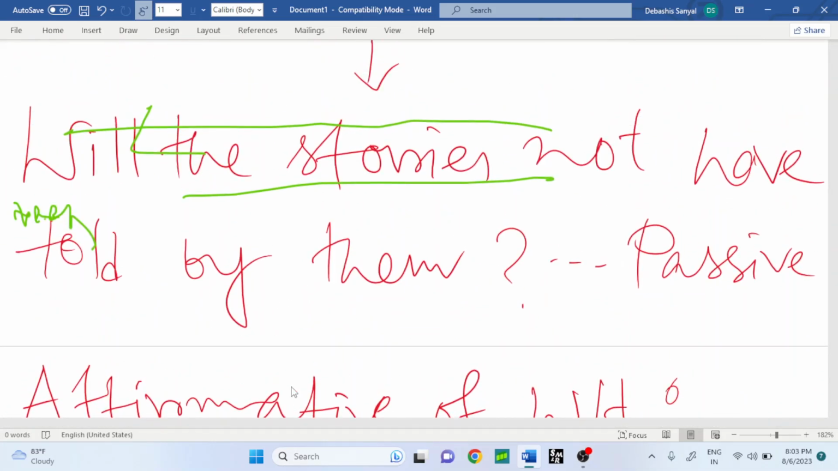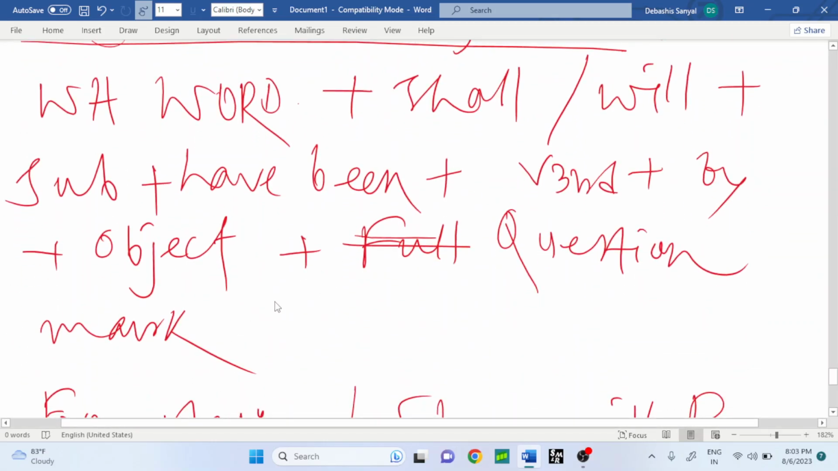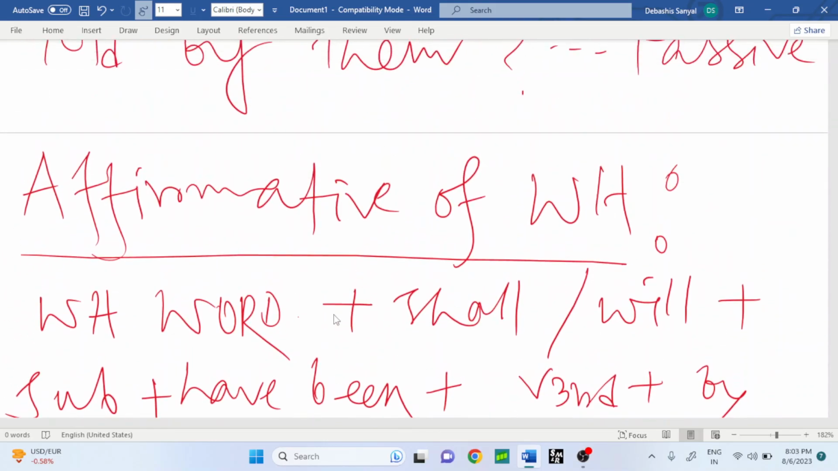Suppose the sentence is told to be transformed into a negative one, and the sentence is given in this way: why will Ram have finished the game? Suppose, why will not Ram have finished the game? Then it's a negative one of WH question. Then the answer will be: why will not the game have been finished by Ram? It is the negative one of WH word.